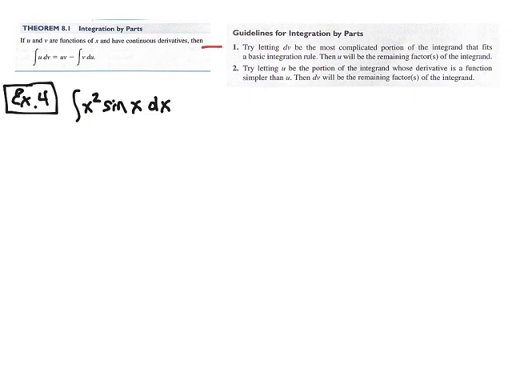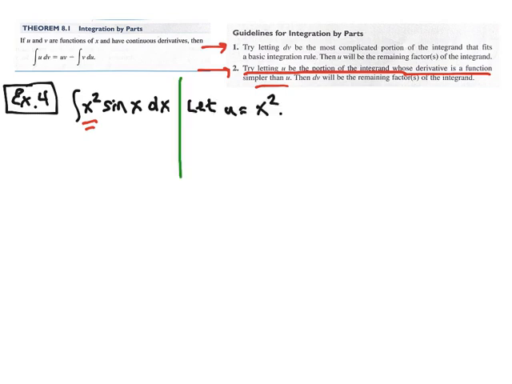So now you've got to refer to the guidelines for choosing u and dv. Guideline 2. Try letting u be the portion of the integrand whose derivative is a function simpler than u. So I'll try letting u be equal to x squared because the derivative of x squared is 2x, which is first degree, and that's simpler than x squared, which is second degree. So if u is equal to x squared, the remaining portion of the integrand will be dv.